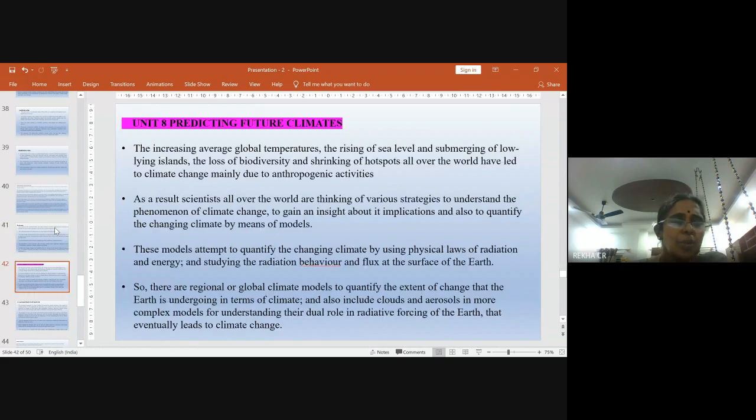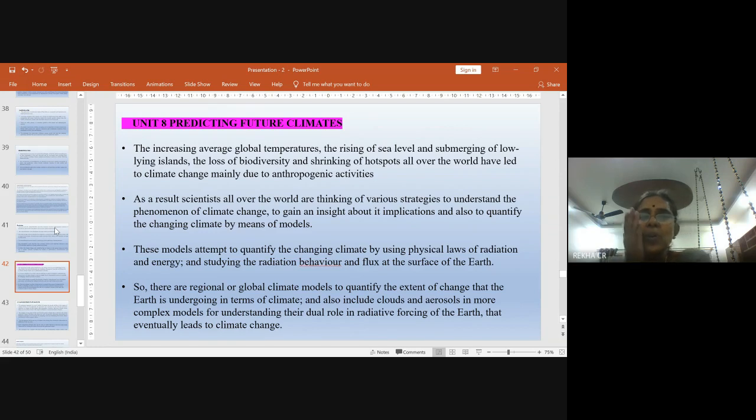So the last unit of this block is predicting future climate. So unit 5 refers to the past climate, 6 and 7 to the present climate, and 8 is predicting future climate based on past and present climate.